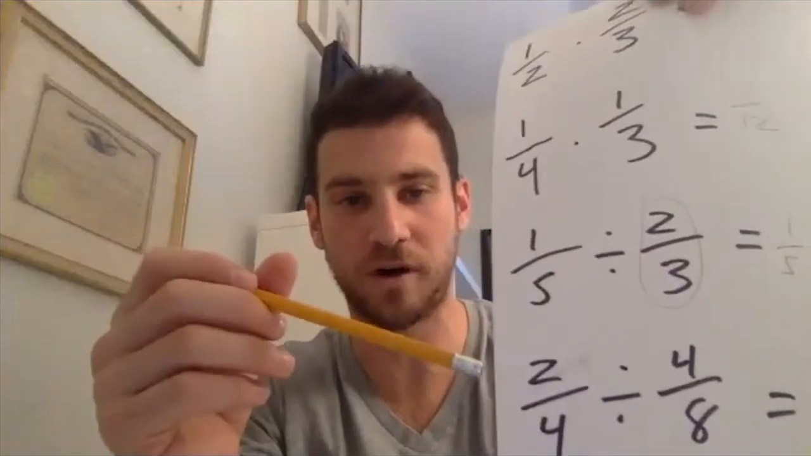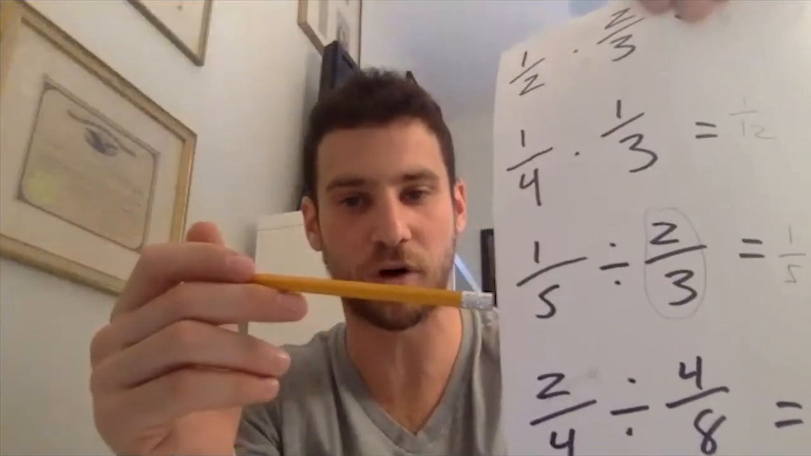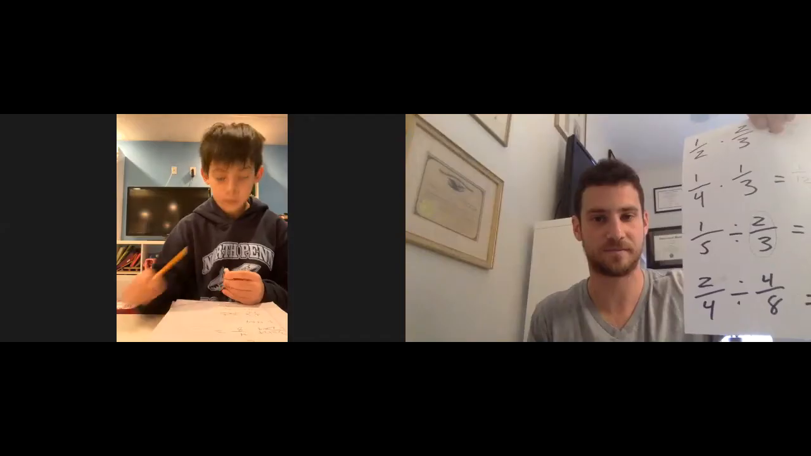I want you to do this last problem on your own. We have 2 over 4 divided by 4 over 8. 16 over 16? You got 16 over 16? Right. Yes. You flipped the second number and made it 8 over 4. And then you had 8 times 2 over 4 times 4, which gave you 16 over 16.